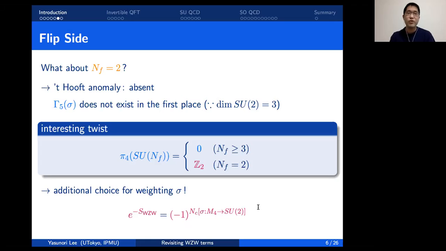Thus, although the situations are very different depending on the number of flavors, one can describe ordinary and discrete Wess-Zumino-Witten terms in the SU(N_C) QCD uniformly from the bordism point of view.